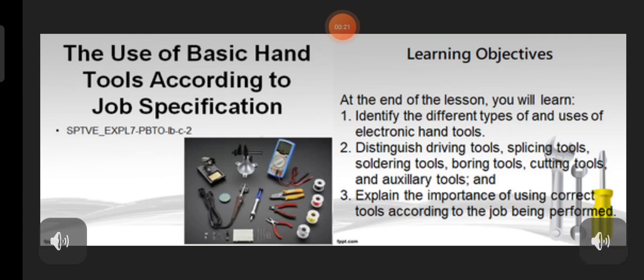Let us identify the learning objectives. At the end of this lesson, we will learn how to identify the different types and uses of electronic hand tools, distinguish driving tools, splicing tools, soldering tools, boring tools, cutting tools, and auxiliary tools, and explain the importance of using correct tools according to the job being performed.